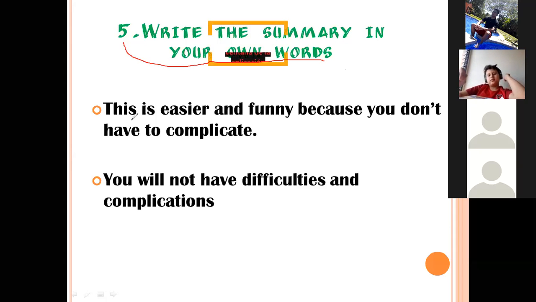Okay, for example, this is the explanation. This is easier and funny because you don't have to complicate. Why? Because you take the main ideas about your knowledge, about your thoughts, and you start writing down all of the ideas. Or the second option, you will not have difficulties and complications. Why? Because you are writing your own ideas. You don't have to copy the text. No, it's your own ideas.